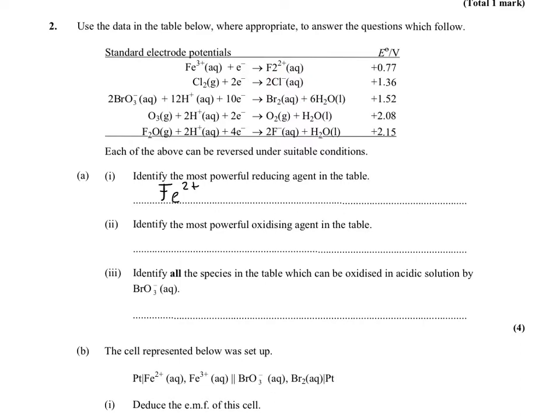That is going to be the inverse argument. So the most powerful oxidizing agent is going to be the one that's most easily reduced. So that's going to be the one that gains electrons the easiest, and that's going to be the most positive one. So it's plus 2.15. Remember that all these equations are for reduction. So this time you don't have to reverse the equation, and so the most powerful oxidizing agent is F2O.